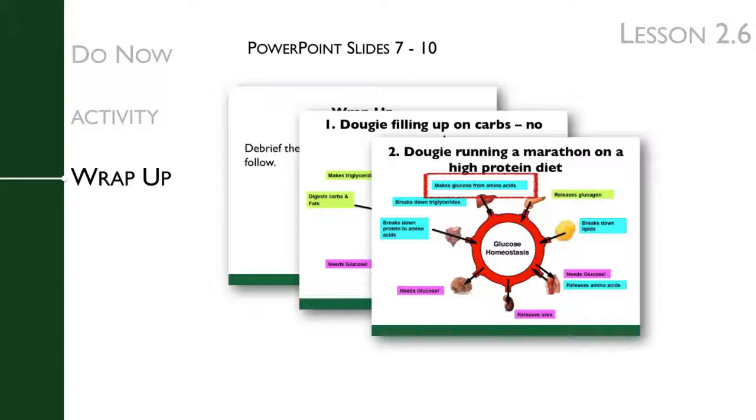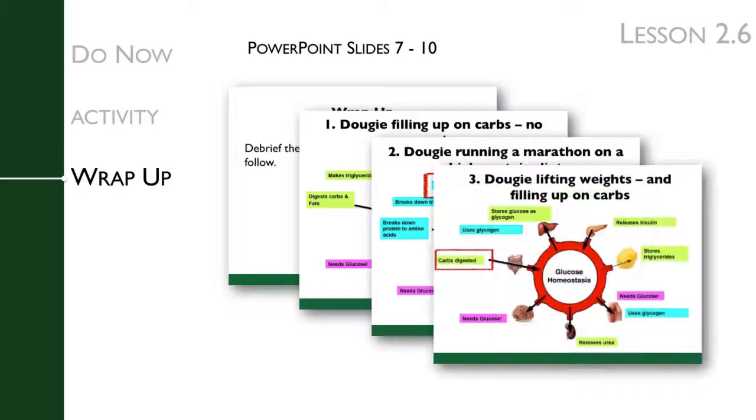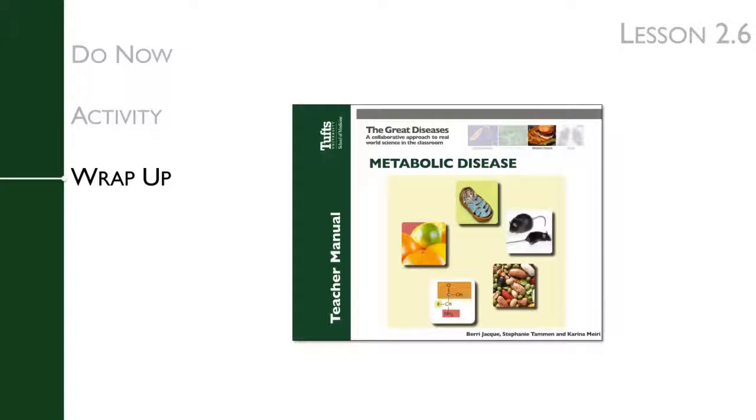In the second scenario, when Dougie is running marathons on a high-protein diet, he doesn't gain muscle because his energy demands are so high. The amino acids from the protein are being used for energy instead of being used to build new muscles. In the third scenario, when Dougie is weightlifting and eating a lot of carbohydrates, he still doesn't gain muscle because the muscle tissues need amino acids to repair and build. You can review the answers to the activity and a detailed explanation of what is happening in each organ of the metabolism model in the teacher manual.